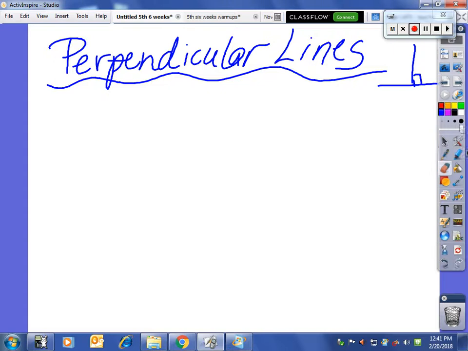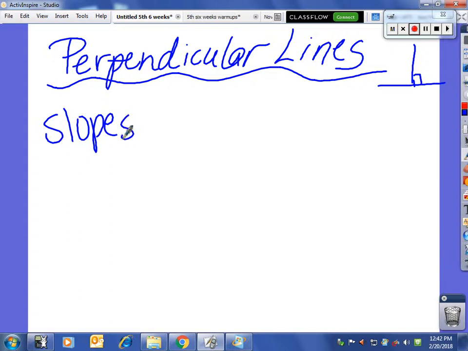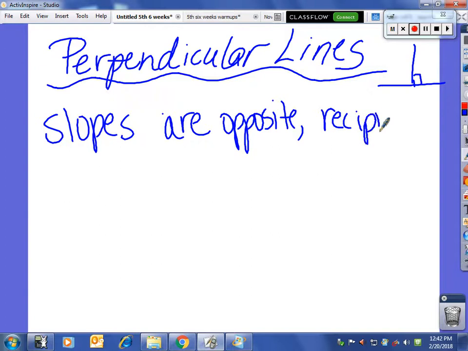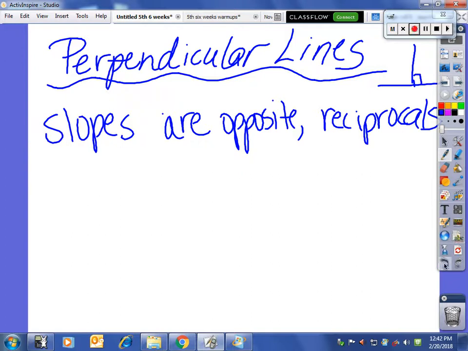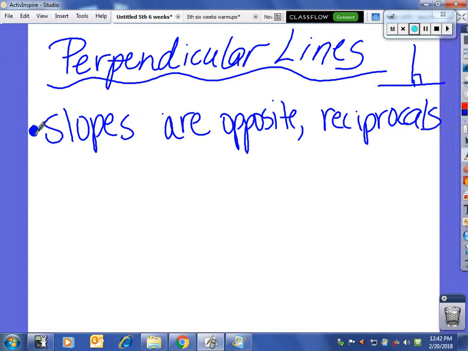Now, they do have a relationship between their slopes. They can't have the same slope, because if they had the same slope, they'd be what? Parallel. But there is a relationship between their slopes. And this is the relationship. Their slopes are opposite reciprocals. They are opposite reciprocals. So write that down and then we'll talk about what it means. Most kids don't have a problem with the opposite part, but the reciprocal part, they're not quite sure what that means. Reciprocal is a word from when you first learned about fractions.